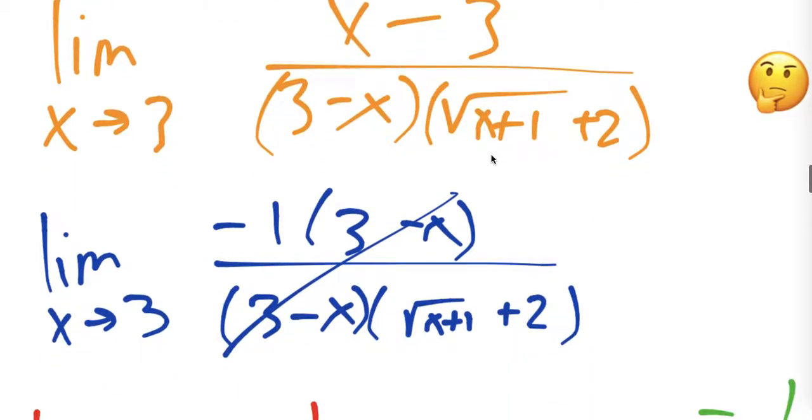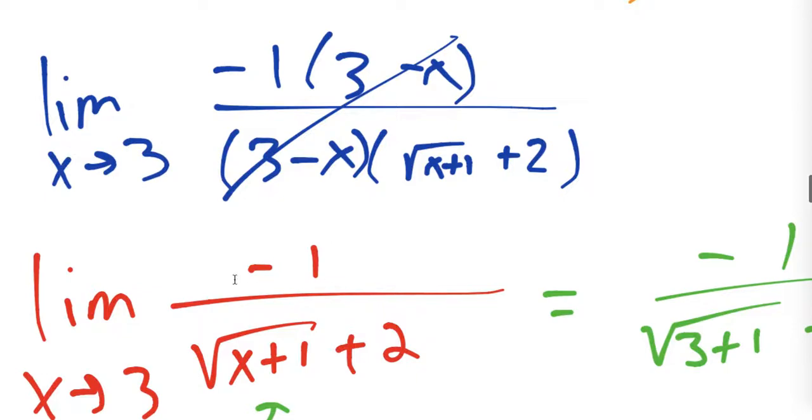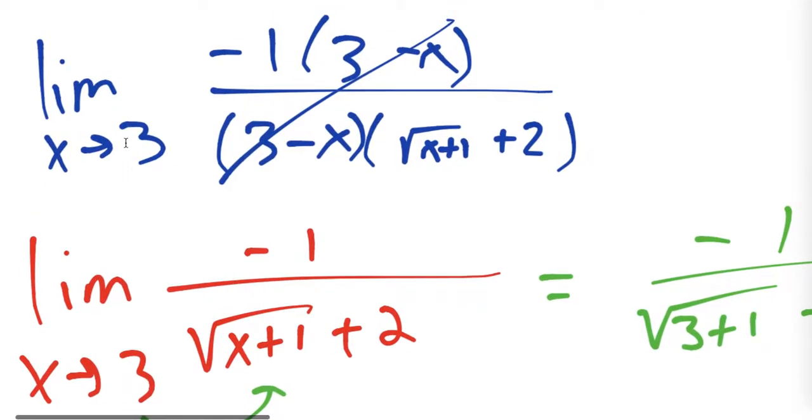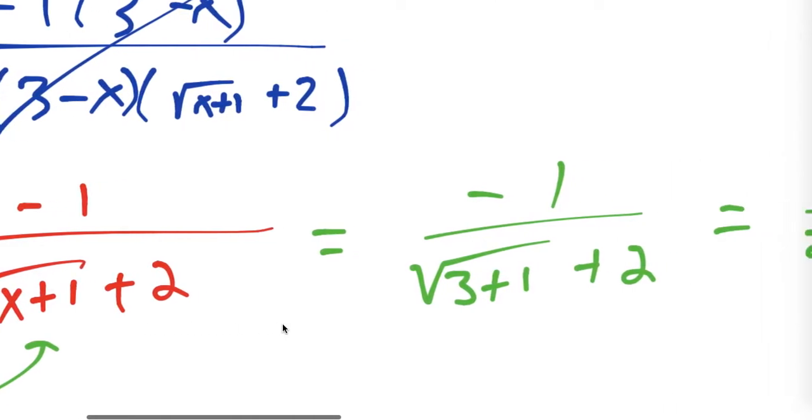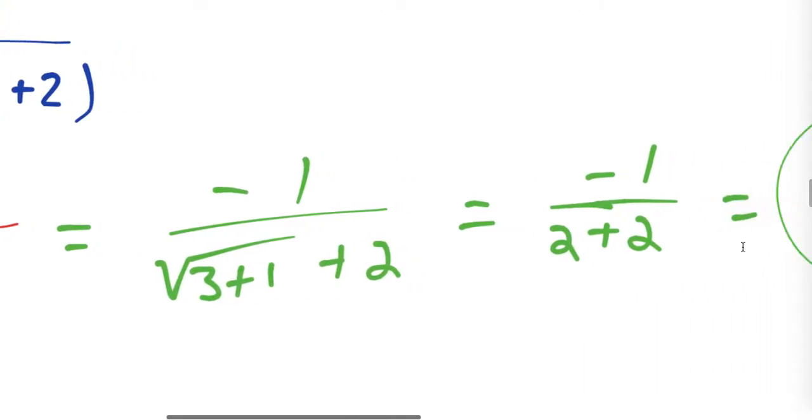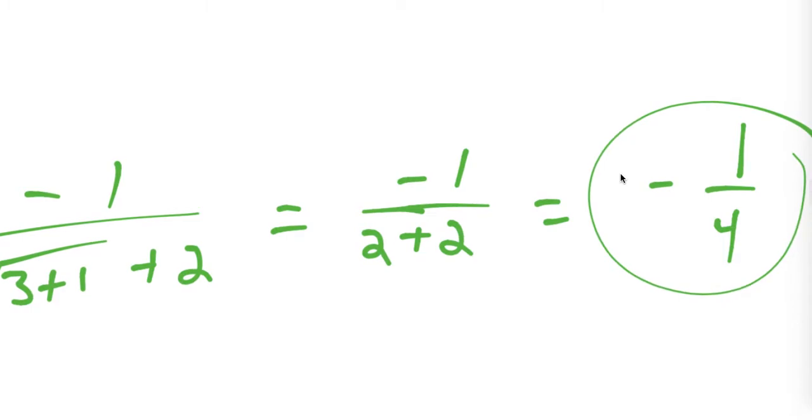This allows me to cancel, giving me this statement here in red, which again, I've gotten rid of the pesky part that was giving me the 0 on the bottom, meaning I can plug 3 in now and see what happens. And I do that, and I get something as easy as 2 plus 2, and negative 1 on top, which gives us negative 1/4.